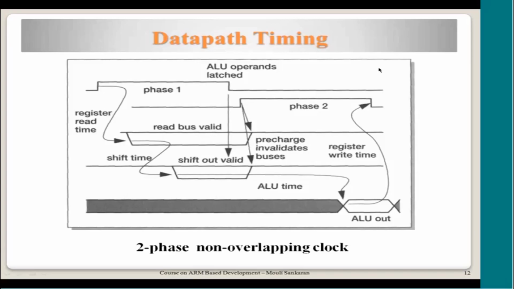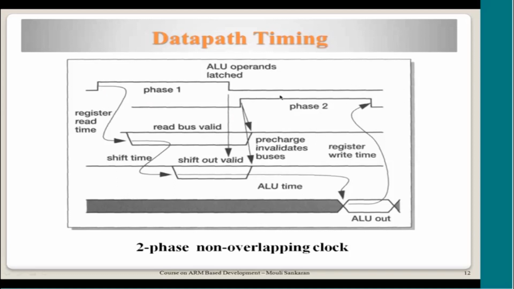But in ARM it is done in a very innovative way. There are two signals, which are offset by a small time gap and they are not overlapping. That means though these two signals are coming from a common source inside the processor, after this signal goes down, after a finite gap, this signal goes up and then again comes up. So these two signals correspond to one clock cycle. Now what happens during this time?